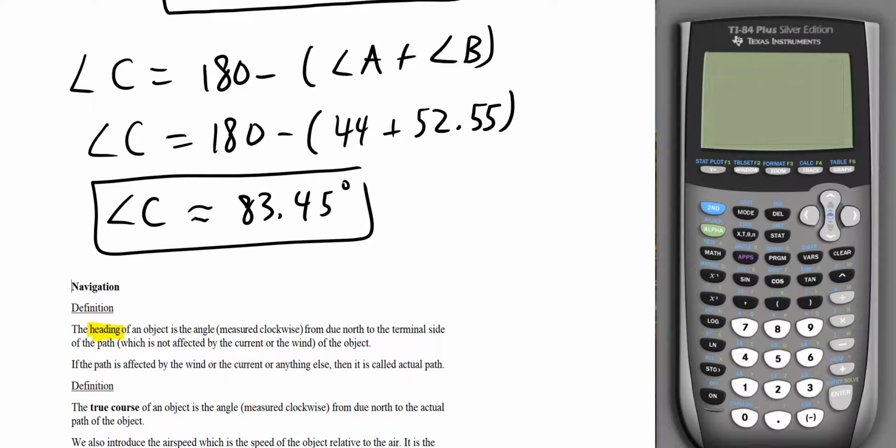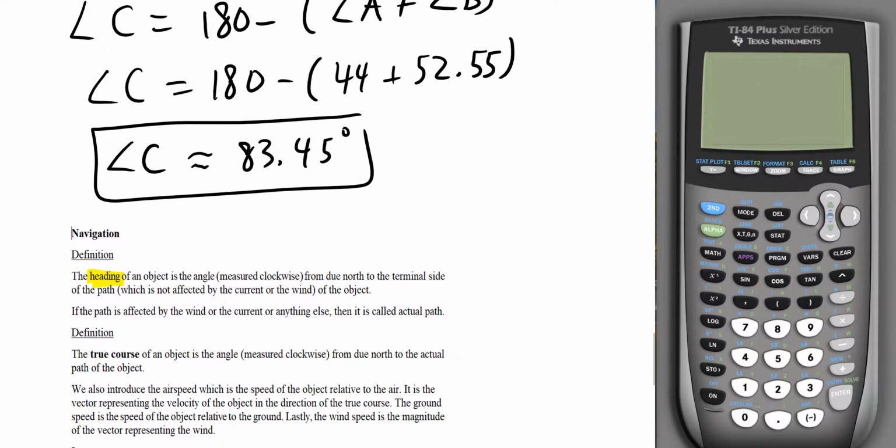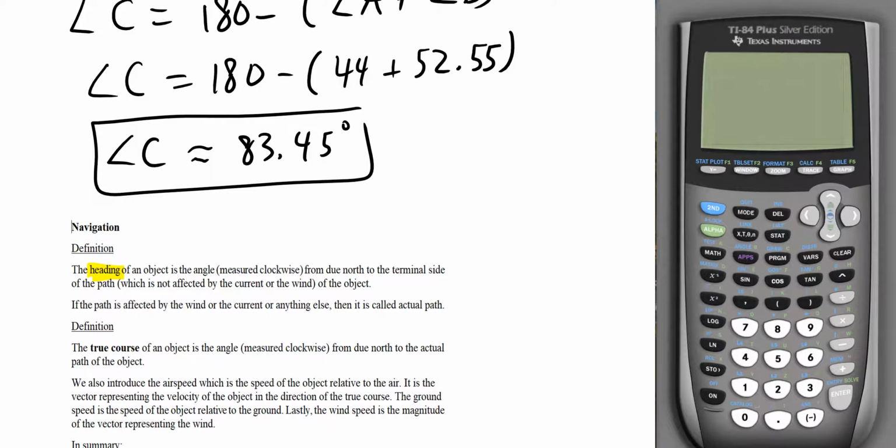On top of this, before we show you graphically what that means, we also introduce the airspeed, the ground speed, and the wind speed. In a minute you're going to see all three of them. The airspeed is the speed of the object relative to the air, representing a velocity vector in the direction of the heading. Again, all this might sound complicated, but as soon as you see the graph, you will get the whole thing. The ground speed is the speed of the object relative to the ground, and the wind speed is the magnitude of the vector representing the wind.